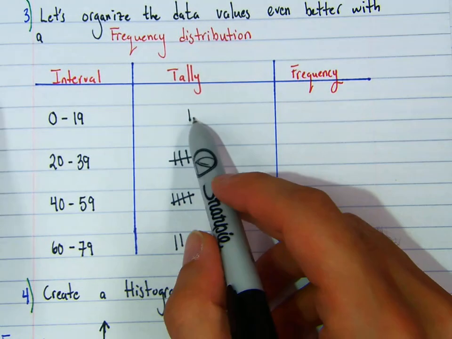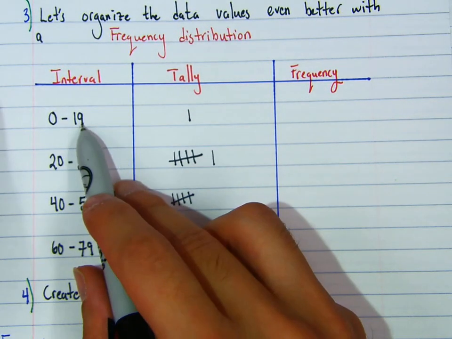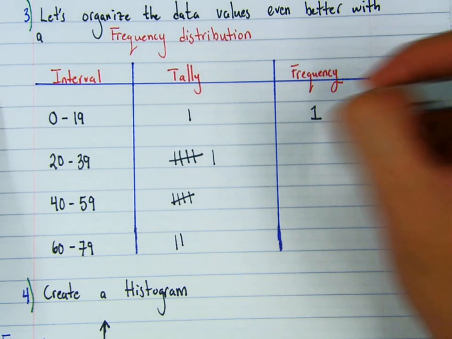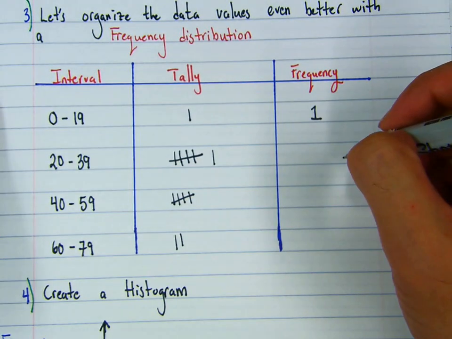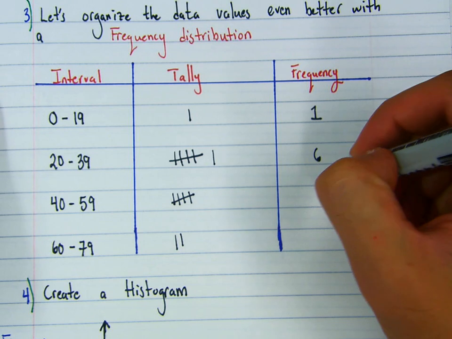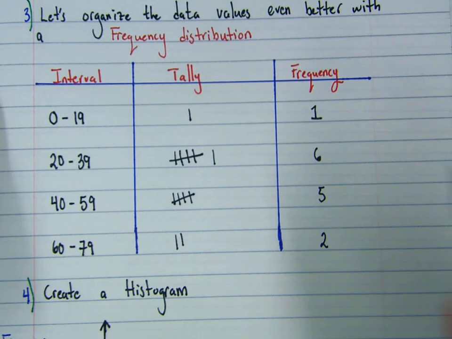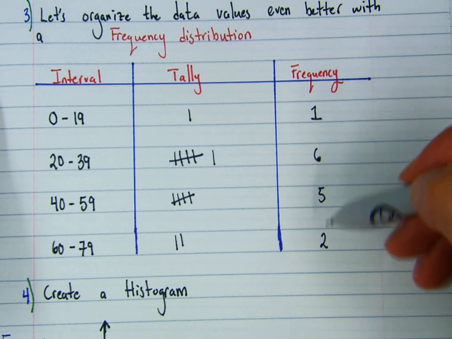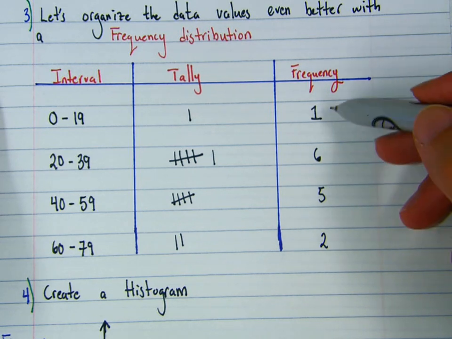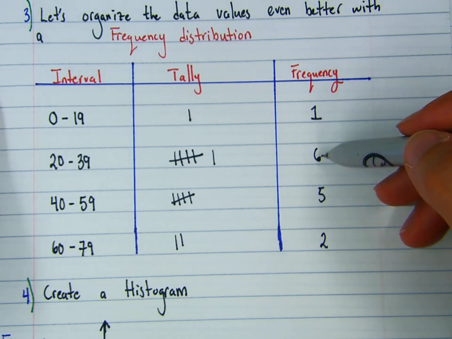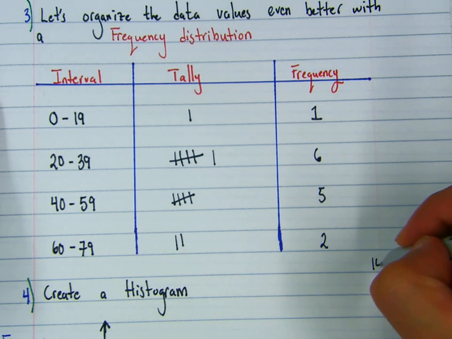Okay. So now here, let's see. How many students took less than 19 minutes or so? It was just one student. How many students were here? About 6 students. 5 students. 2 students. Okay. And how many students are there in total that Mr. G asked? Let's see, 7, 12, so 14 students.